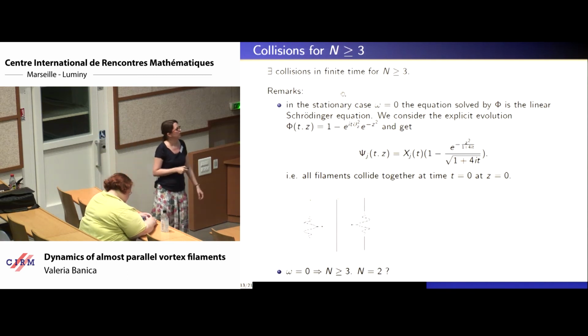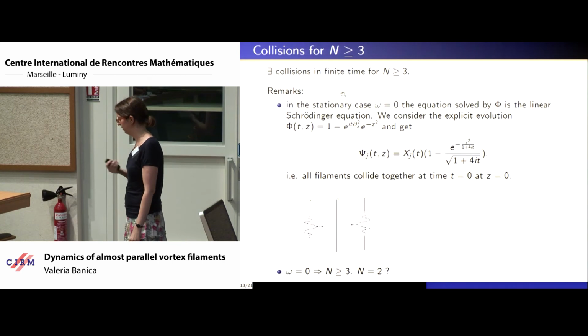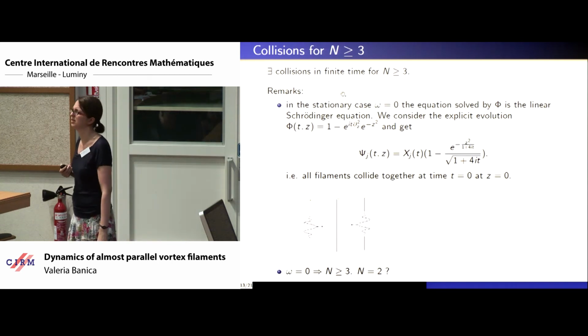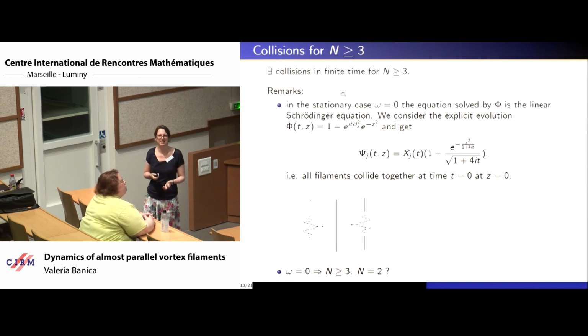So now the problem with this result is that you need to have the angular velocity 0, and this means that you have to be allowed to put a vortex in the middle. And if you say in the middle, it means that you have at least two guys.